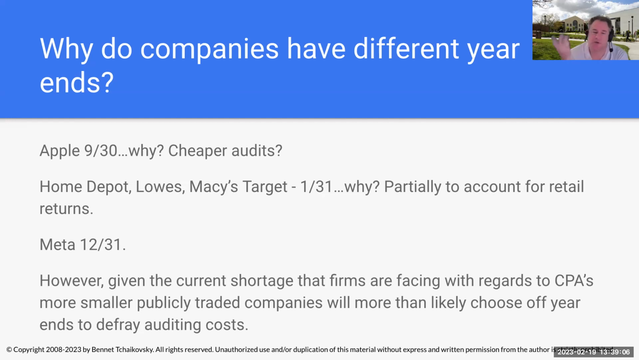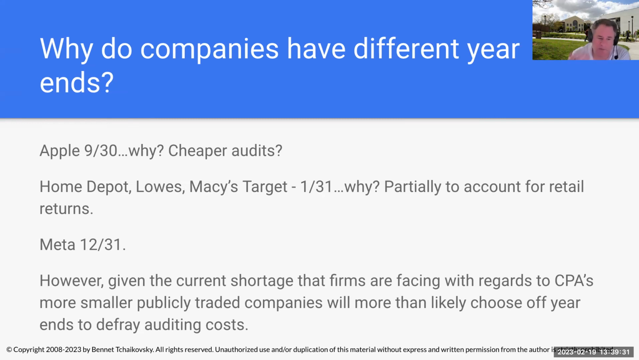Home Depot, Lowe's, Macy's, and Target, retailers typically have a year end as of January 31st. And why is that? Well, partially it's because of a lot of year-end returns after the holiday season. By staggering your year end to about a month after the Christmas season, you're going to make it a little bit easier for everybody else.